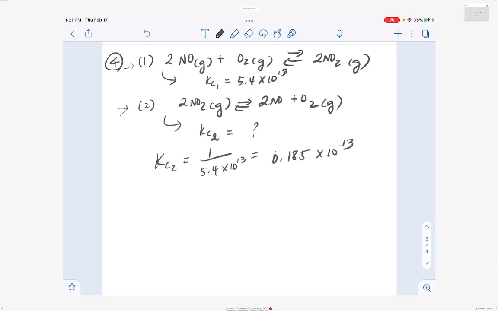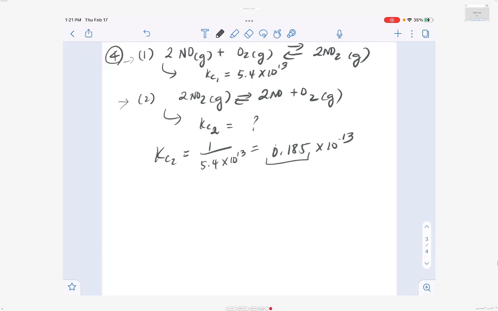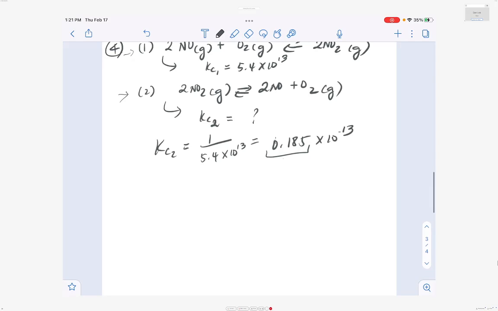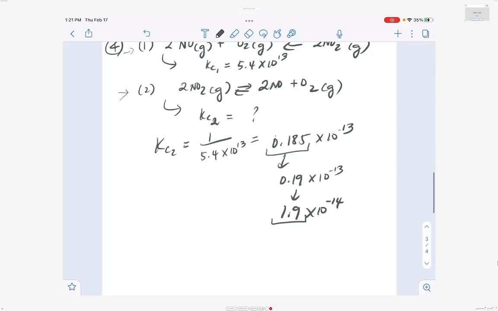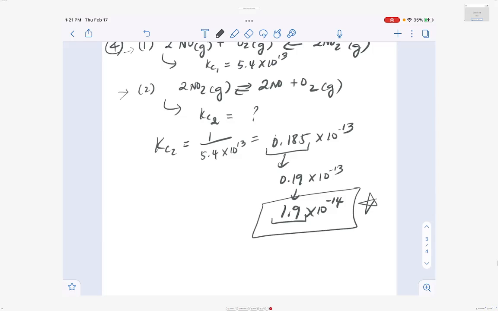It's this value, but for scientific notation, you're not allowed to have a number below 1. So if you rearrange this, it is 1.9 times 10 to the negative 14. This number is higher than 1, lower than 10, so it's appropriate as scientific notation.